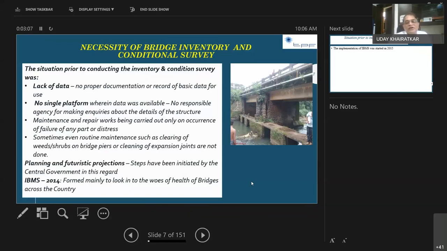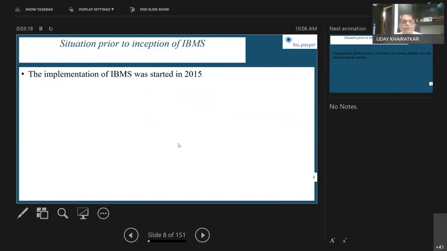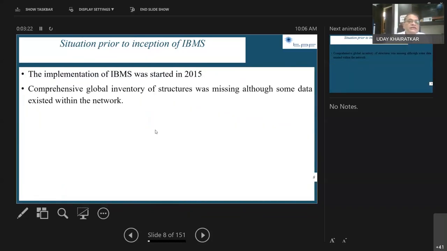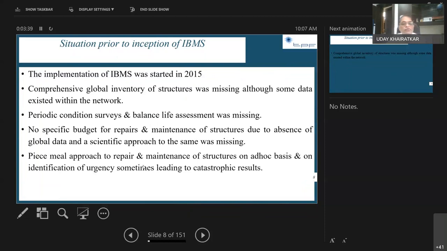So steps have been initiated by the central government in this regard. The Indian Bridge Management System was formed mainly to look into the woes of the health of bridges across the country. The situation prior to the inception of IBMS: a comprehensive global inventory of structures was missing, although some data existed within the framework. Periodic condition survey and baseline assessment were missing. No specific budget for repairs and maintenance. As and when funds were required, they were asked for and granted. Piecemeal approach to repair and maintenance of structures on an ad hoc basis.